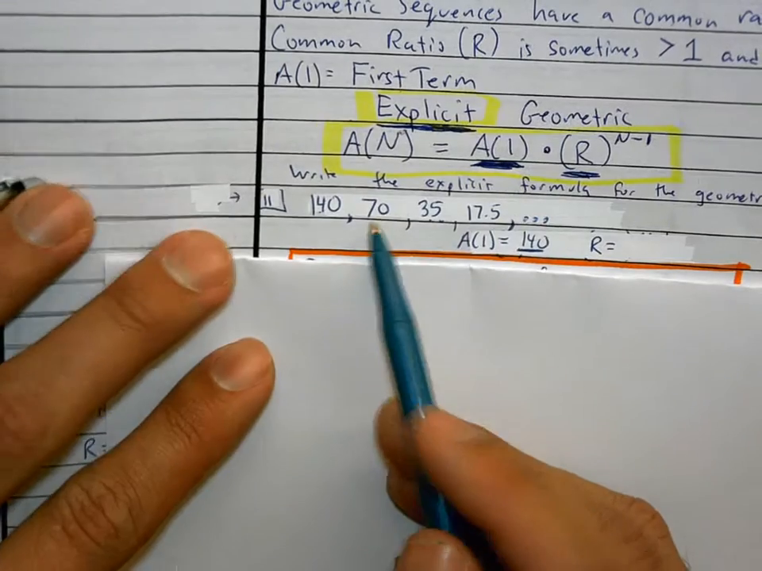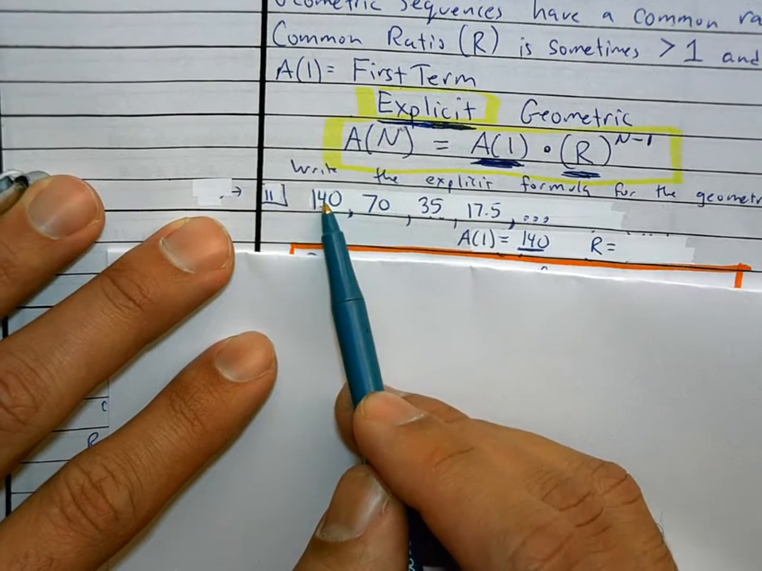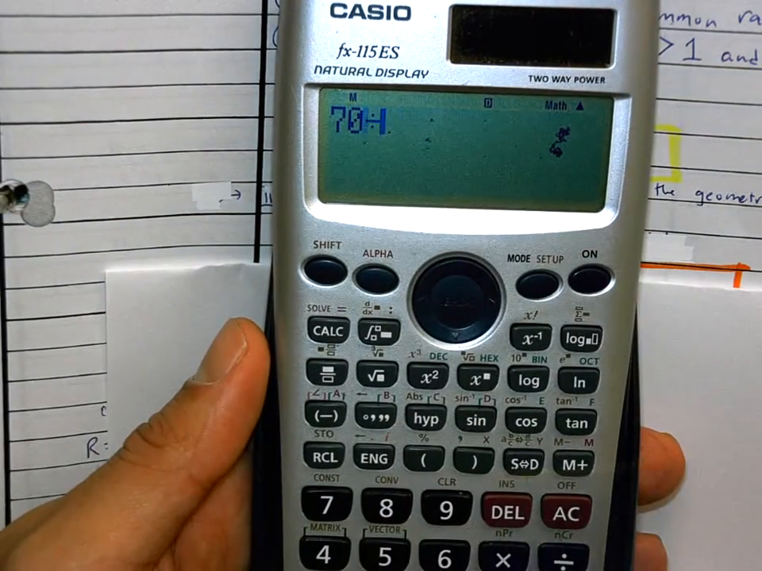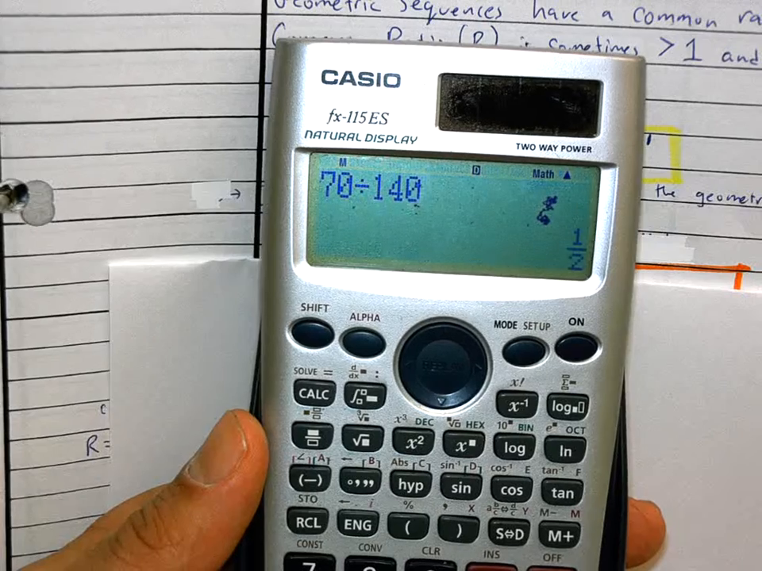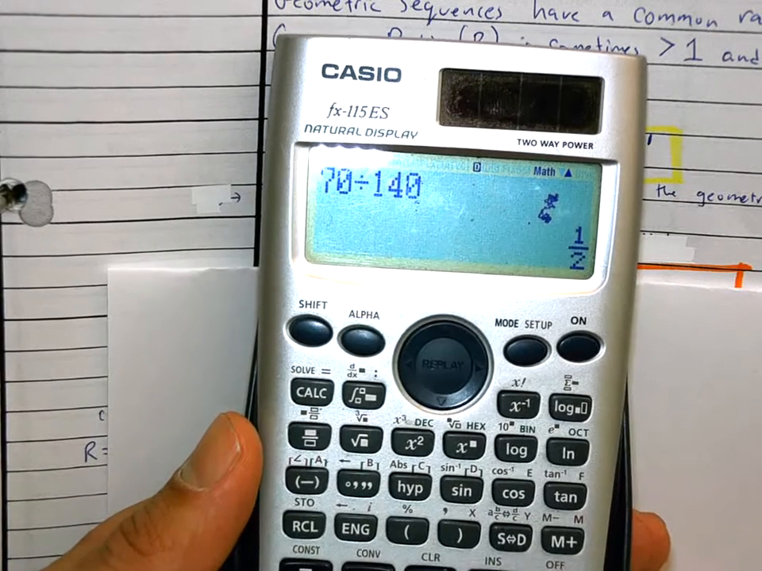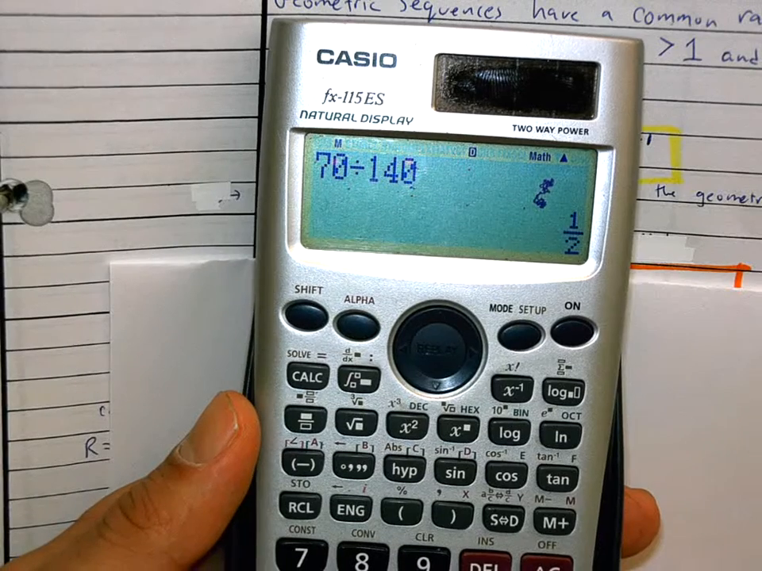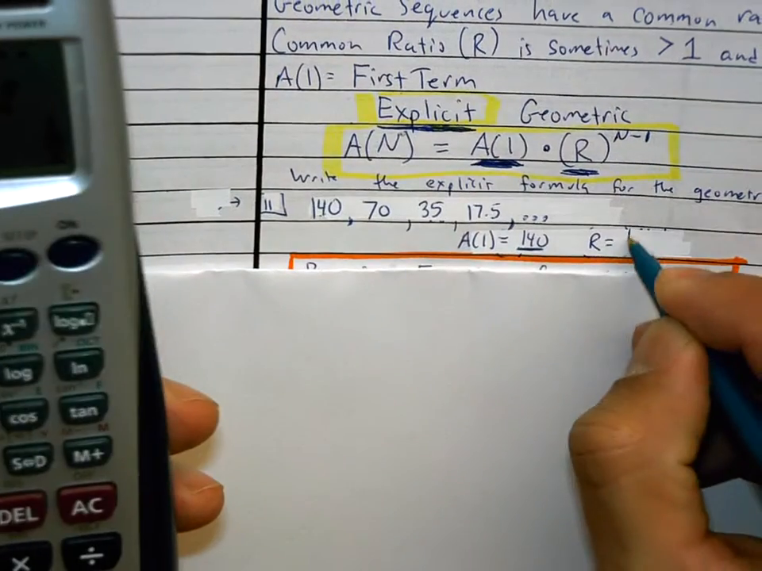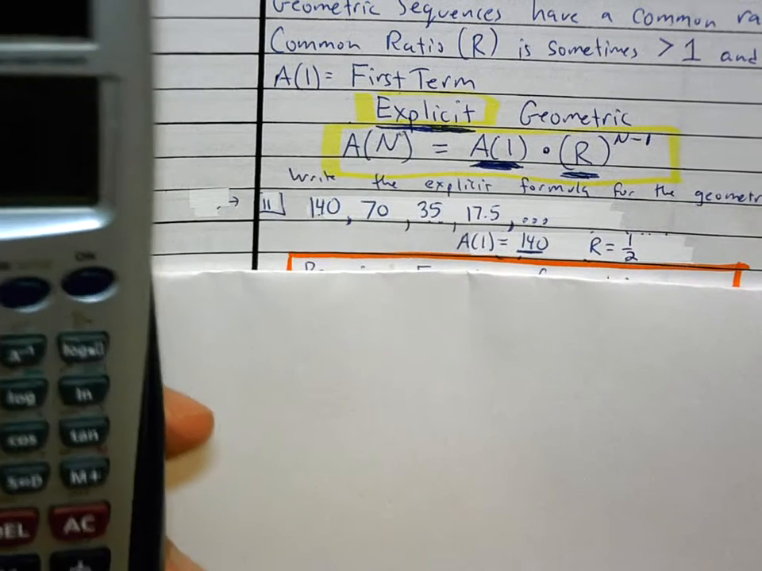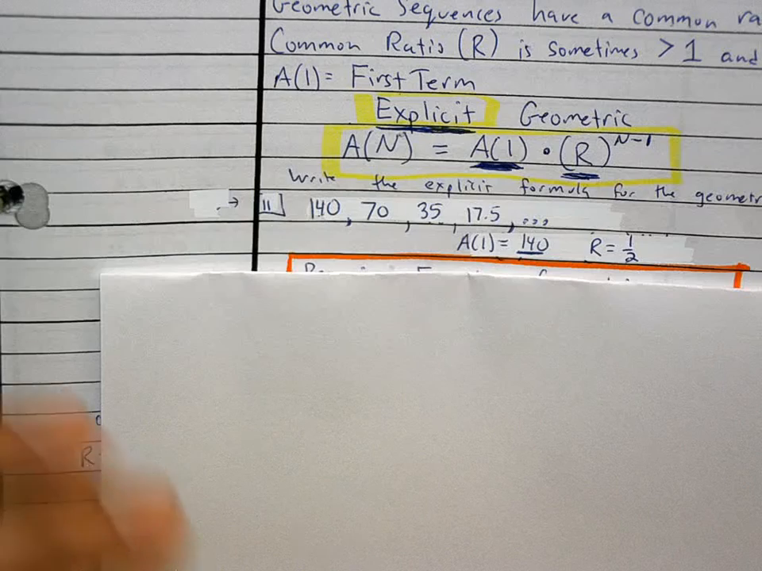Let's go ahead and take one of these numbers and divide it. 70 divided by 140. And I'm going to punch it in on my calculator. I bet you some of you know what it is. What does that mean? That means your common ratio is 1/2. Can your common ratio be a fraction? Yes, it can. Especially if the numbers are going down.